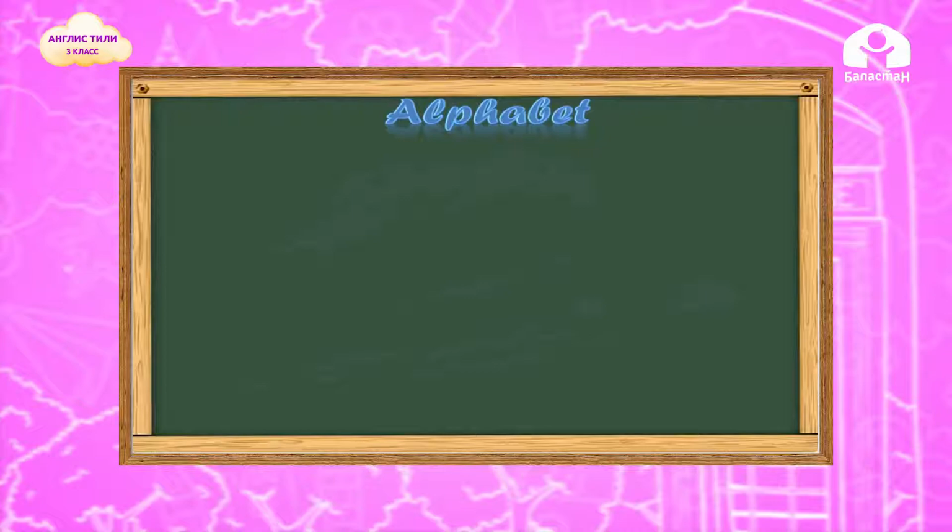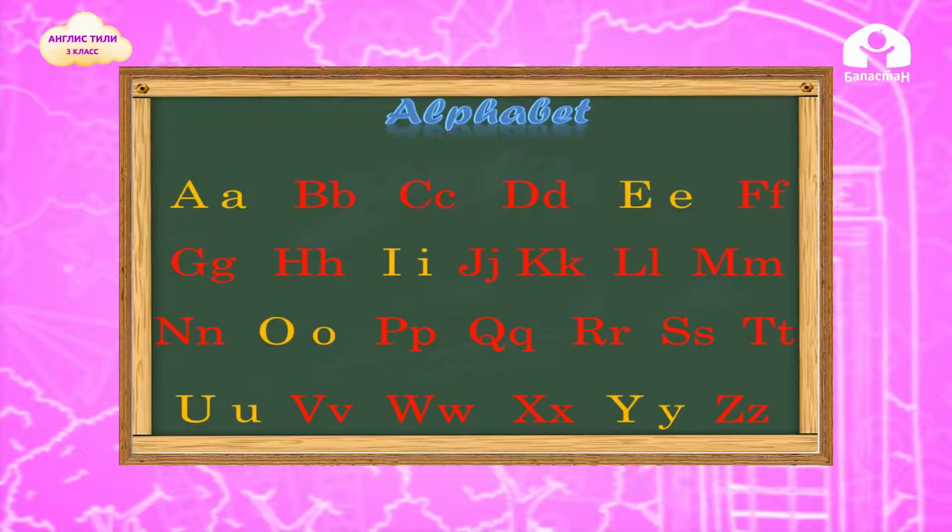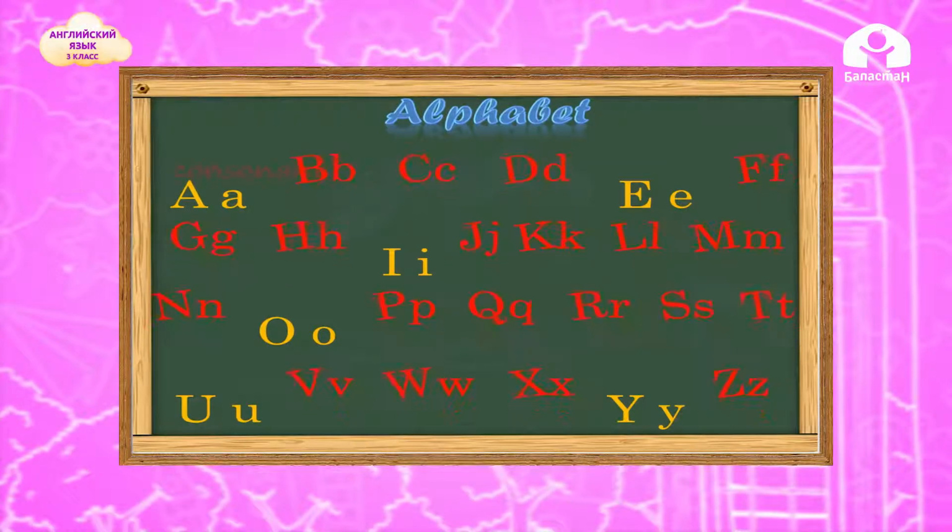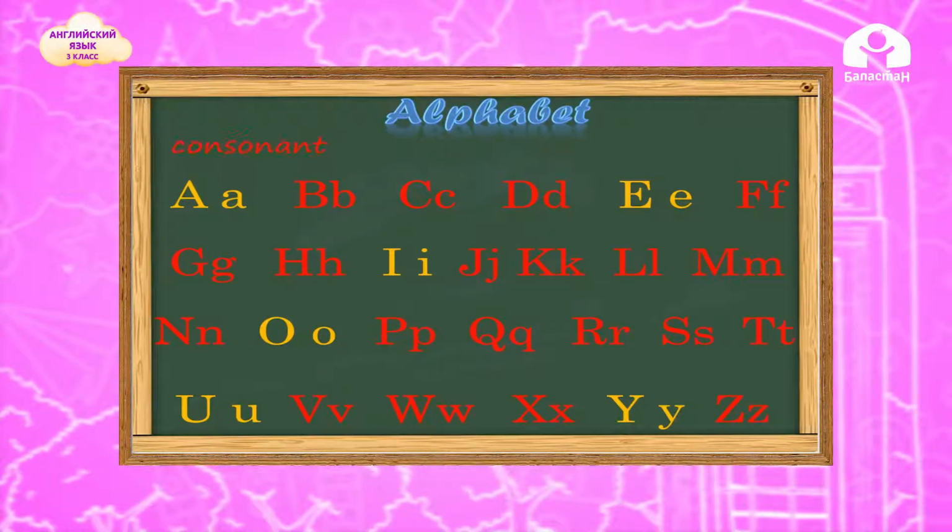Look at the picture, let's remember the alphabet. How many letters are there in the English alphabet? There are 26. How many consonants are there? There are 20. How many vowels are there? Yes, there are 6 vowels.